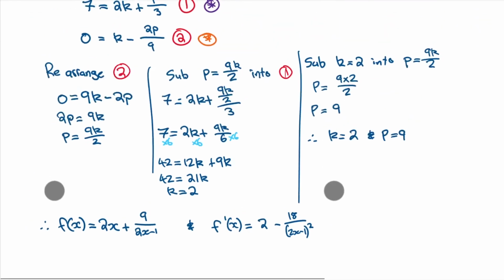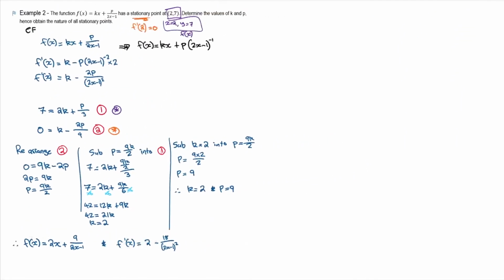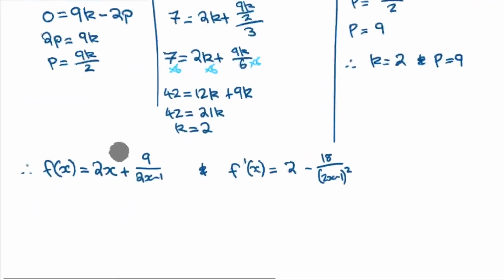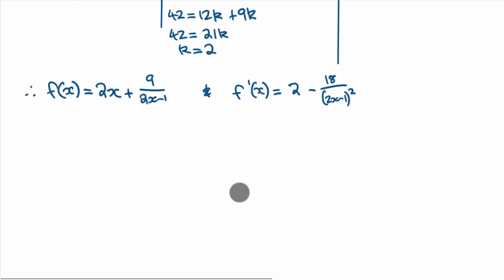Now, let's have a look at what this question is actually asking us to do again. Determine the values of p, k and p, done. Hence, obtain the nature of all stationary points. So this is implying that there's actually more than one stationary point, and we need to then determine the nature of them. So let's have a look at that.